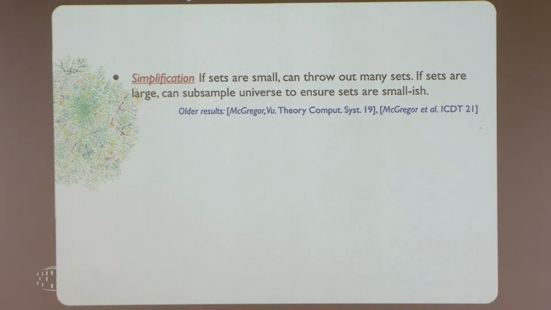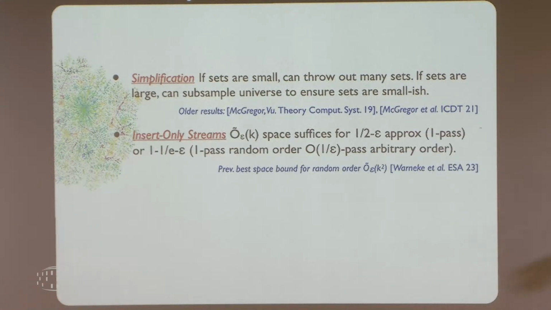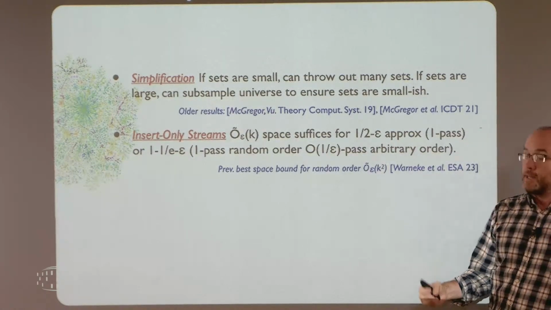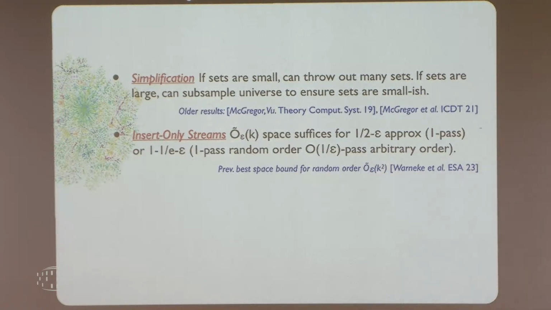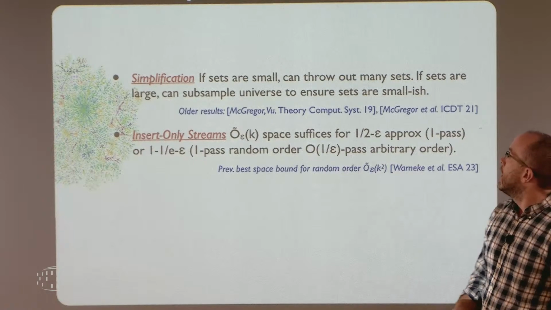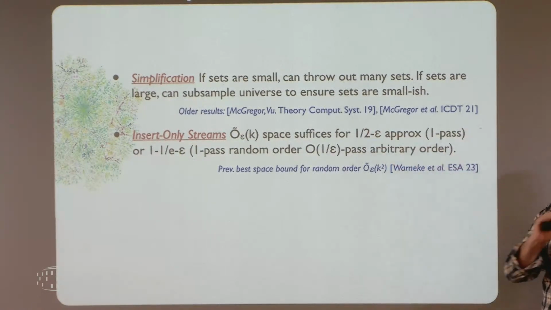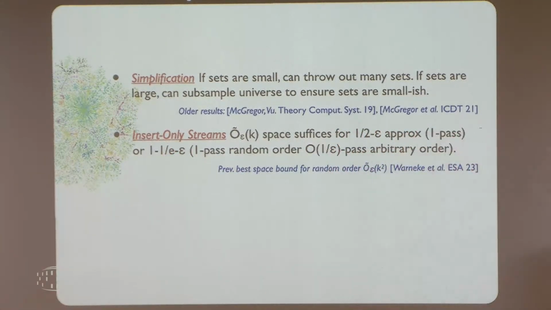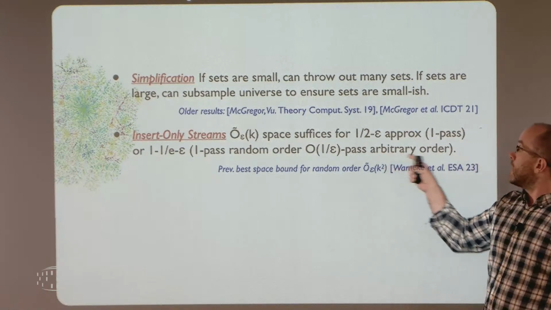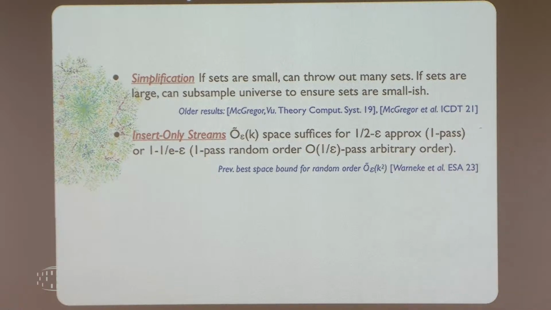As I said, these were earlier results that we are going to use for these other 2 results. I'm going to be summarizing a bunch of results for insert-only streams. The first algorithm is a 1-pass algorithm. It uses order k space, so the dependence on n and m is only logarithmic. It's a 1-pass algorithm for arbitrary ordered streams and achieves approximation roughly half. You can get up to the magic 1 minus 1 over e if either the stream is in random order and you get 1 pass, or else if the stream is in arbitrary order, you get roughly 1 over epsilon passes.